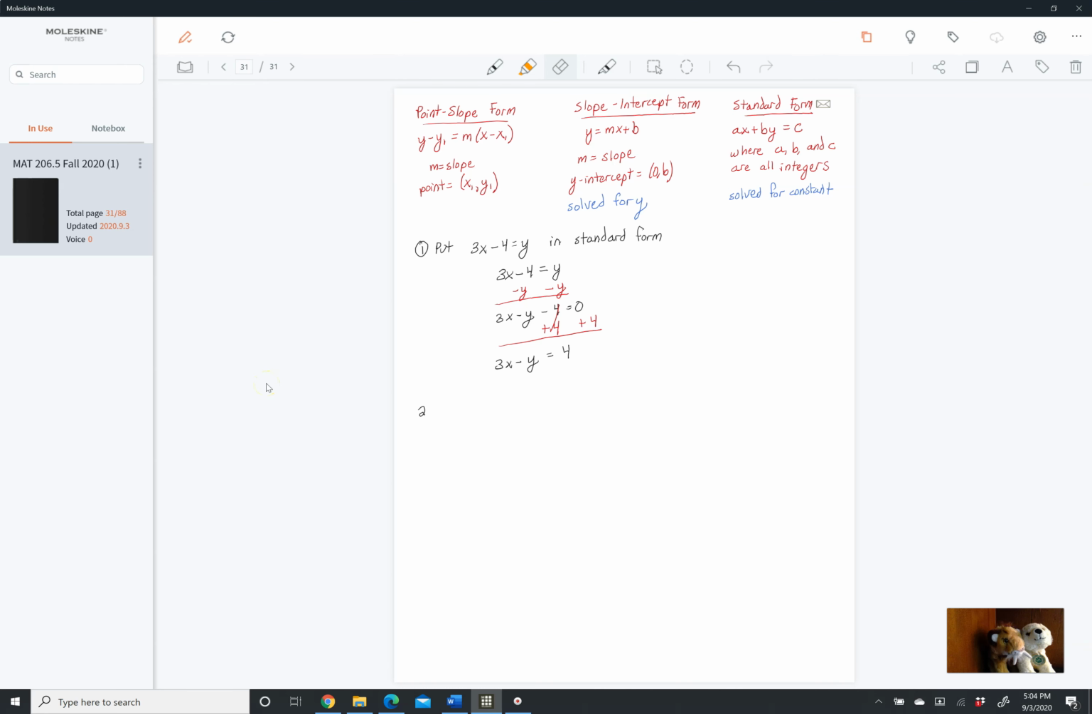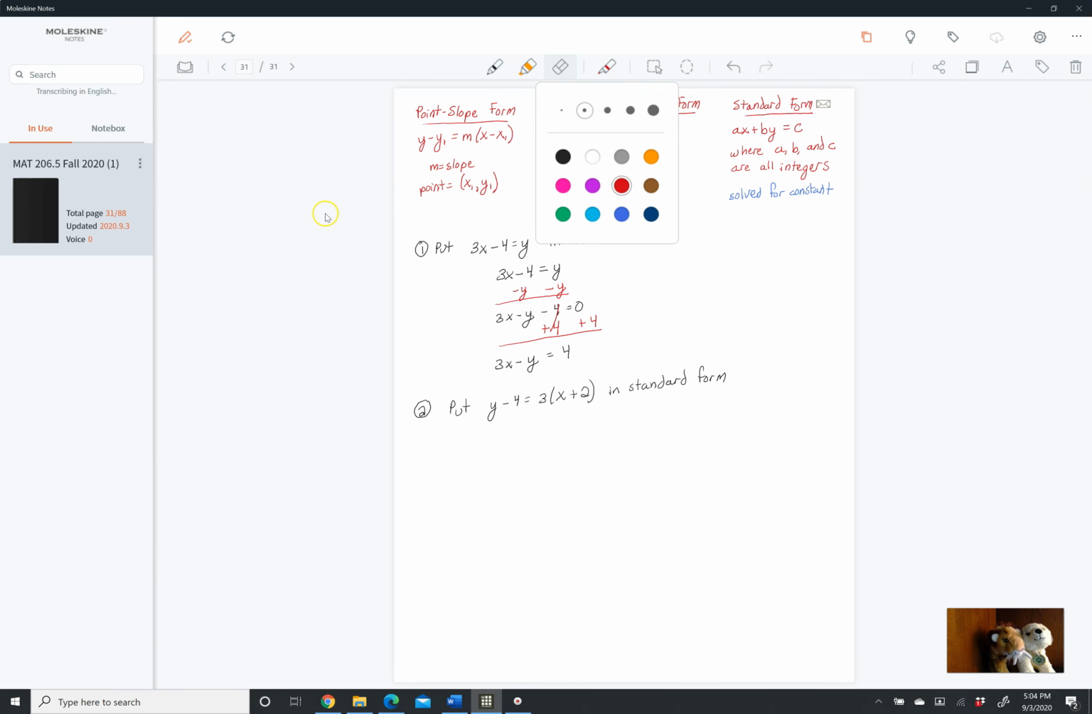Let's do a different one. y minus 4 is equal to 3 times x plus 2. Again, let's put it in standard form. So I want you to think about what form this is in now. The previous one was in slope-intercept form. Okay, it was solved for y. This one, it's not solved for y, it's not solved for the constant. It is in point-slope form. Okay, so we have to do a little bit of extra work here.